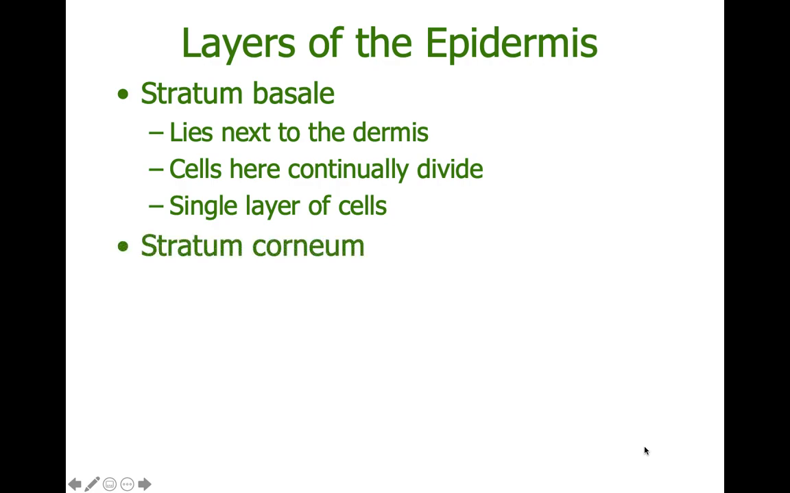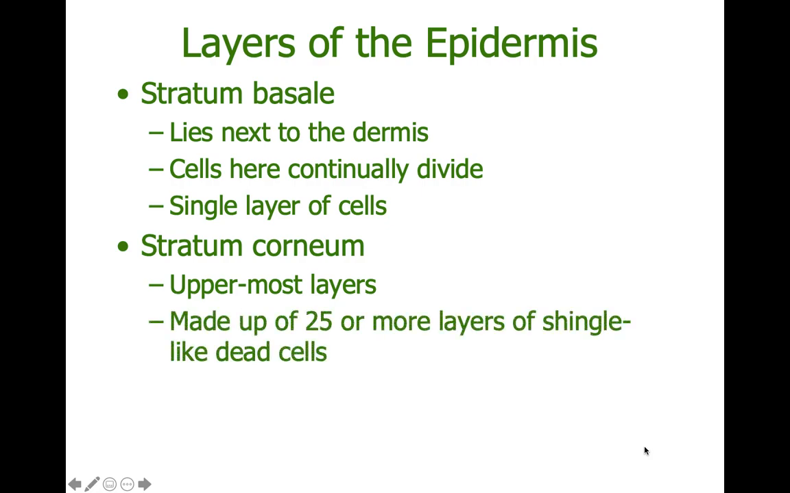The other thing we're going to talk about are the stratum corneum. These are the uppermost layers. So what we're kind of talking about is the bottom, the deepest layers, and the most superficial layers. These make up about 25 or more layers of what I refer to as shingle-like cells. These cells are dead. They're shingle-like so that they can provide the protection like the shingles of a roof do for your home. They act as overlapping layers to keep what should be outside and what should be inside on the inside.